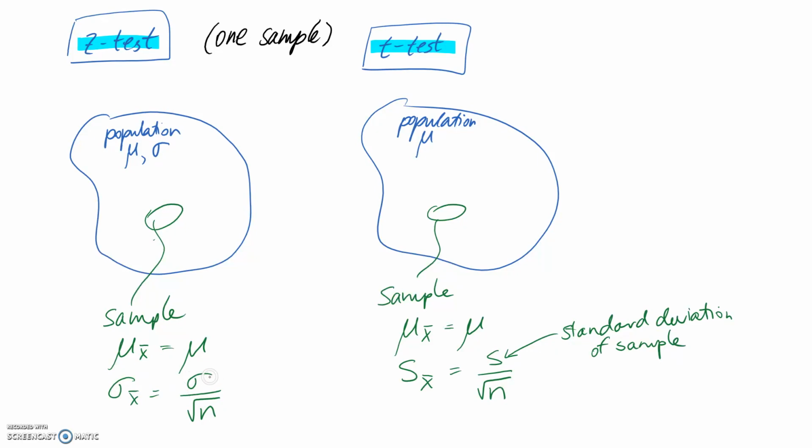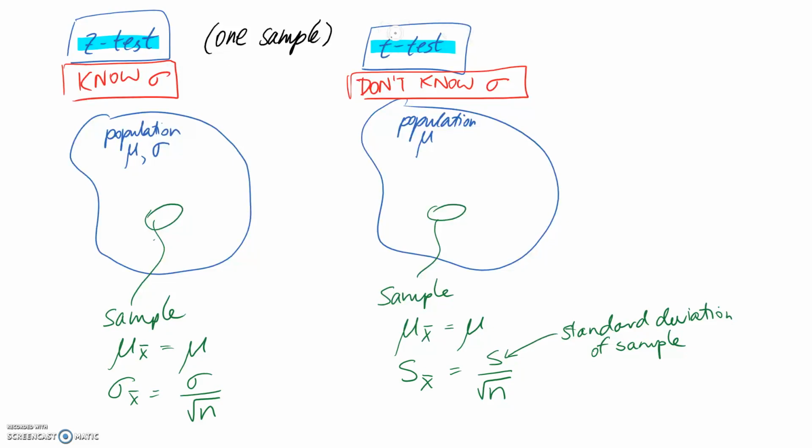Okay, as opposed to back here where we knew what the standard deviation of the population was, so we could use that to find sigma x bar. So that really is the difference between these two tests. For a z-test, you're going to know what sigma is. For a t-test, you don't know sigma. So depending on just that piece of information, that is the criteria for choosing whether you're going to do a z-test or a t-test.